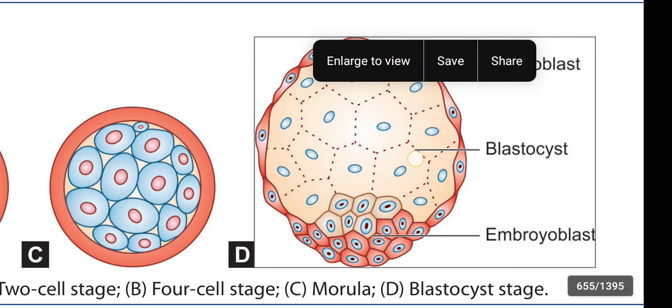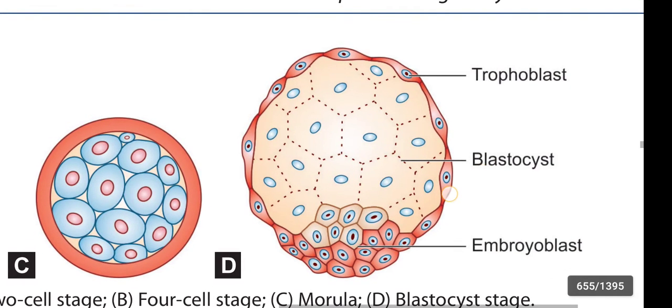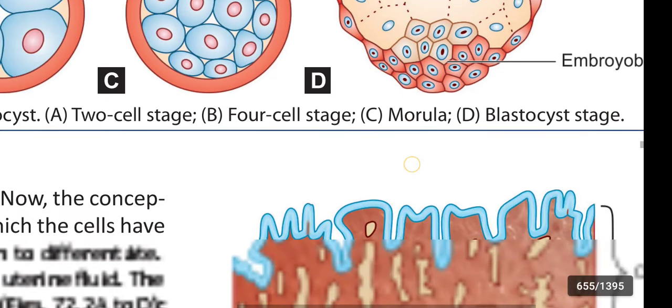Trophoblast, embryoblast and blastocele. These cells are the trophoblast, the outer layer. This is the blastocele and this is the embryoblast. See one by one.